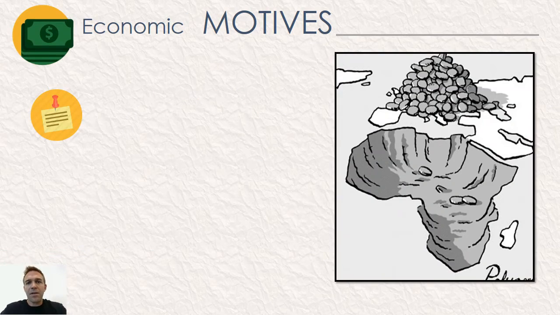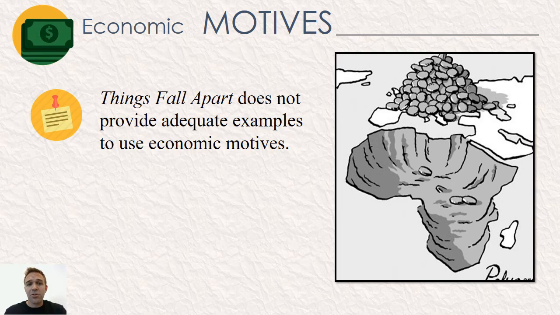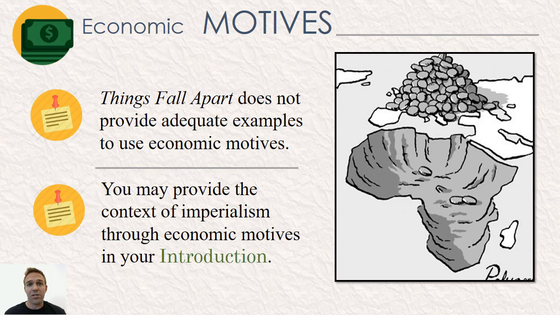It's really impossible to understand imperialism without talking about economic motives, but also Things Fall Apart doesn't really have a lot of economics in it. There's a couple of little moments, but they're not very good, and they don't make for a good paper, and they don't make for good evidence. So there's not a lot of, or at least there's not adequate examples to use as concrete details. If you don't have concrete details to support economic motives, you really can't use that. However, again, it's really important to discuss.